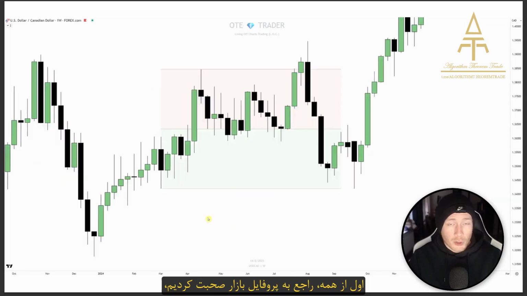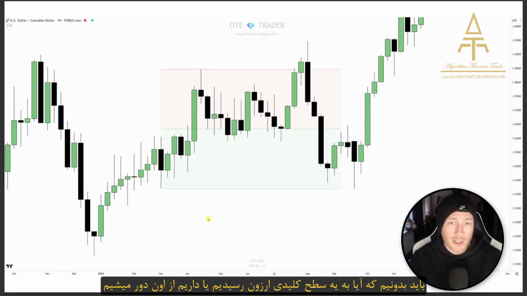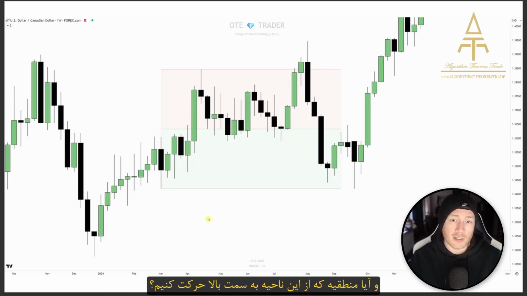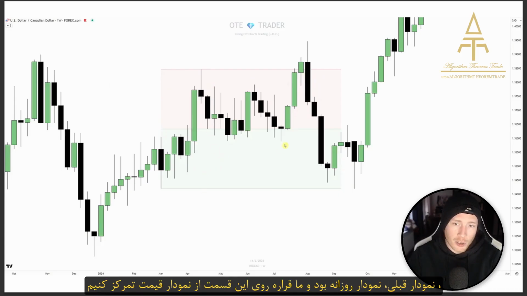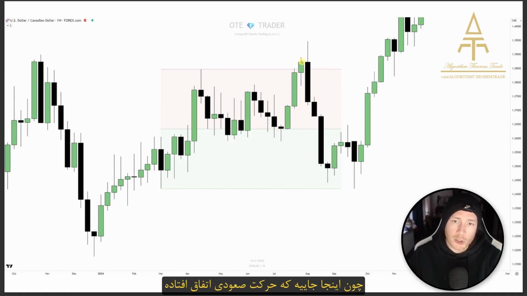First of all, we talked about market profile, but we also need to know premium and discount on the higher time frame, right? We need to know, are we hitting a key level in discount? Are we actually moving away from discount? And does it make sense that we're trading higher from this area? So we've got a premium and discount range over here. This is the weekly time frame. So the previous chart was a daily chart, and we're going to be focusing on this piece of price action over here because this is where the bullish move happened.